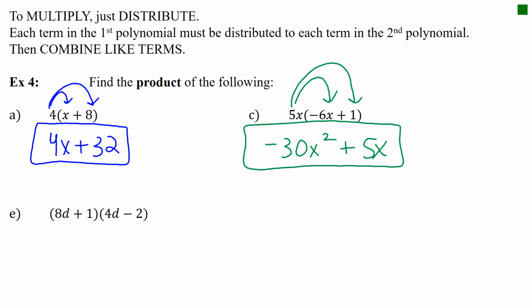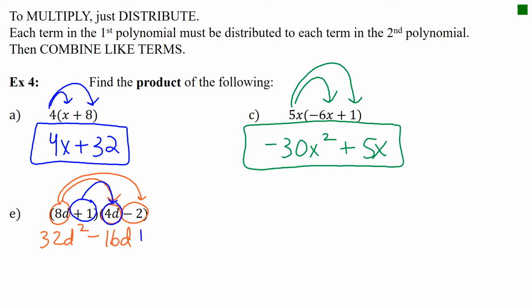Then we have E. So again, everything in the first parentheses must be multiplied by everything in the second. So I'll start with 8d. 8d times 4d will give me 32d to the second, again using the law of exponents with multiplication. Then we have 8d times a negative 2, which gives me minus 16d. Okay, so I took 8d in the first parentheses and multiplied it by everything in the second. Now I need to take 1 and multiply it by everything in the second parentheses as well. 1 times 4d will give me positive 4d. Positive 1 times a negative 2 will give me a minus 2.